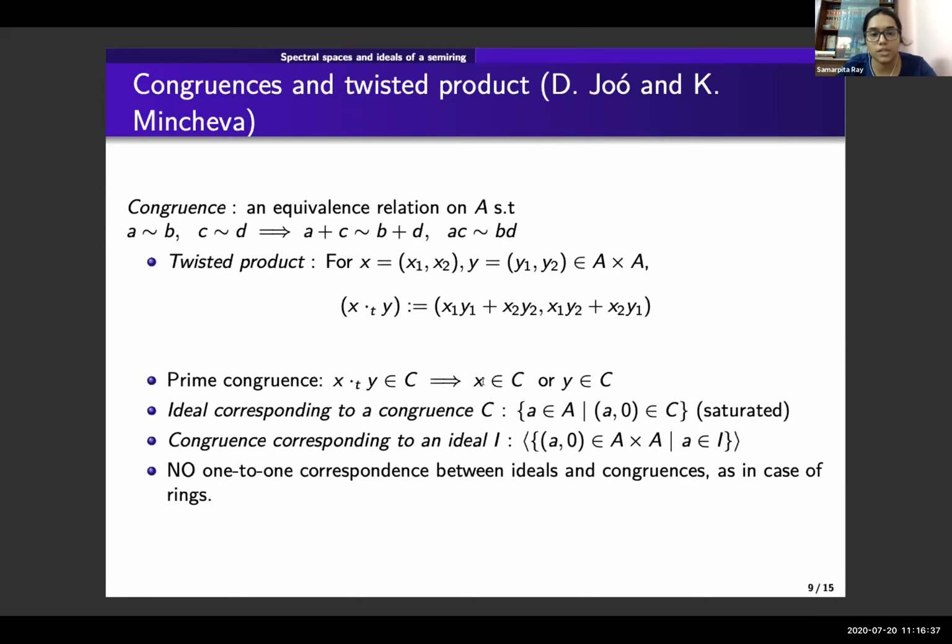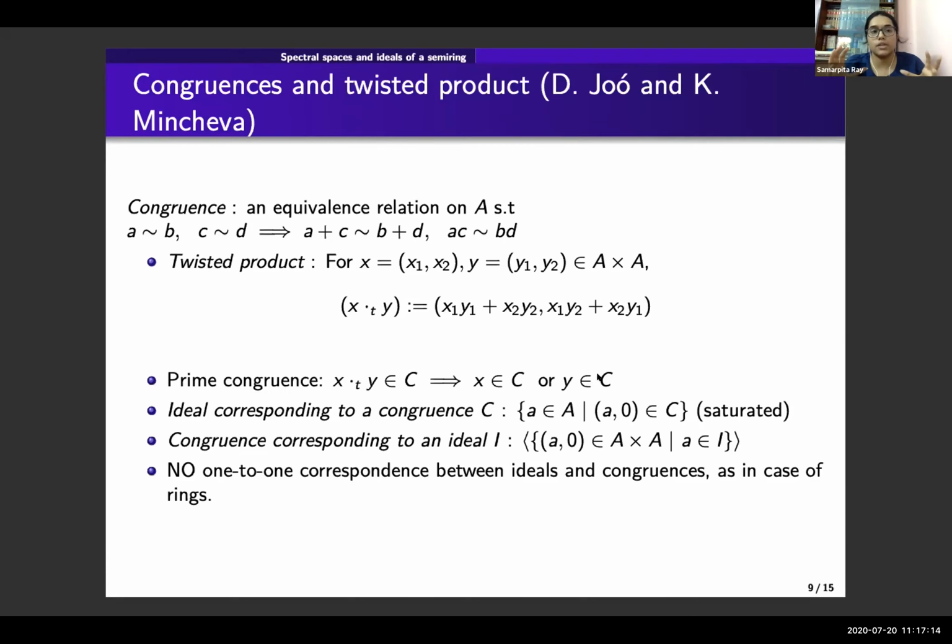So there is no one-to-one correspondence, and that is why there are two different theories when it comes to the development of tropical schemes. One is via the use of ideals, like prime ideals, and the other is the use of prime congruences. Now, what are prime congruences? Prime congruences were defined by Joo and Mincheva in 2018, and the way they defined them is they used a notion of twisted product between elements of the congruence, given by this, and they defined a congruence to be prime if this condition is satisfied.